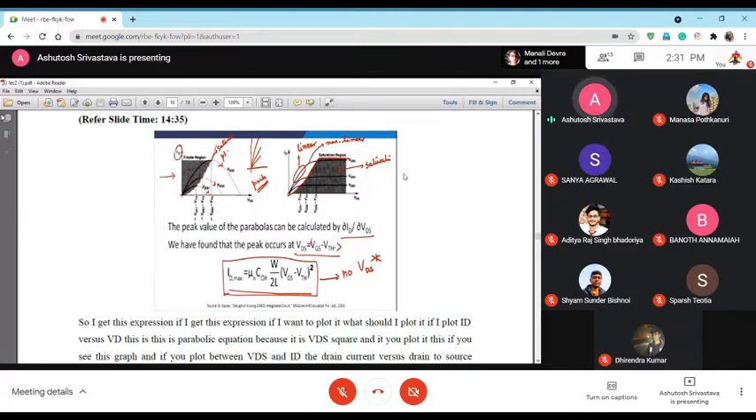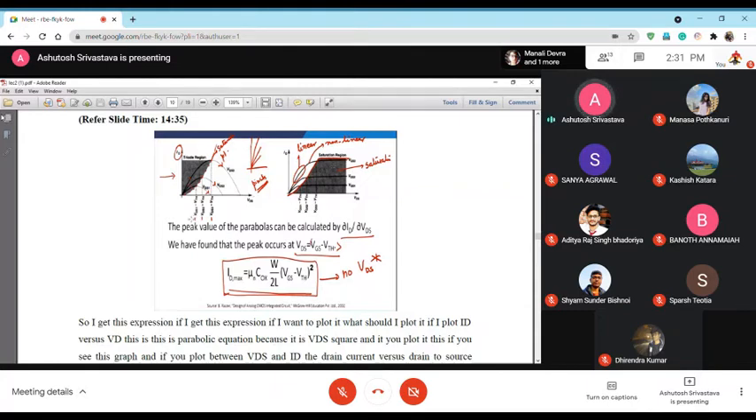So basically, this is your linear region. Below this is the cutoff region, and this is the saturation region. Okay. So from this point onwards, what you are having is the non-linear region, and the current is basically getting saturation.